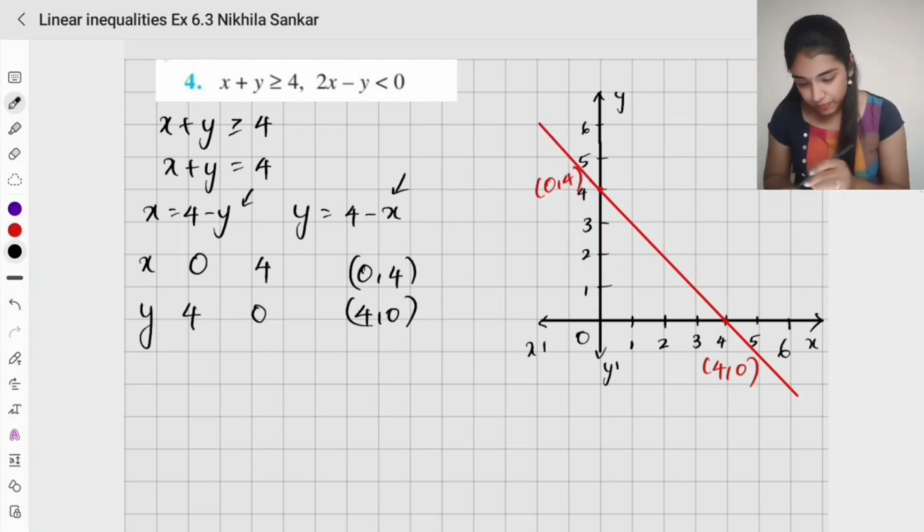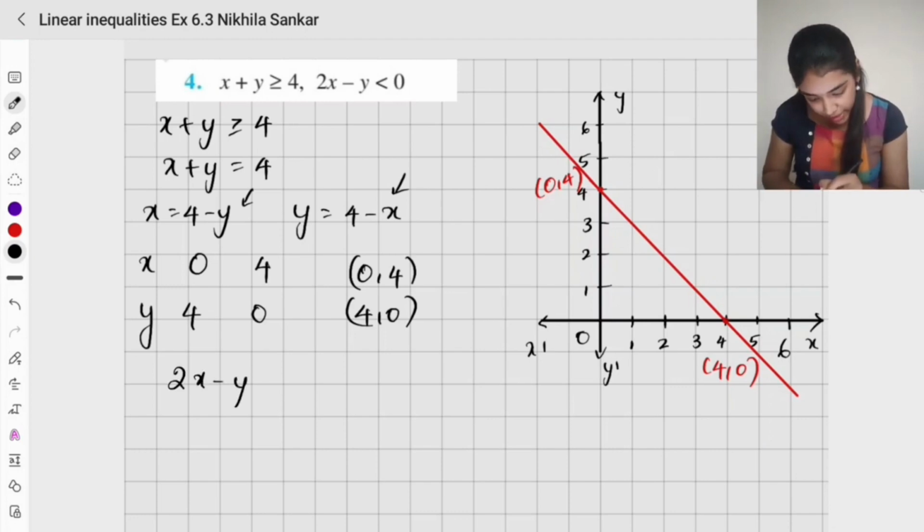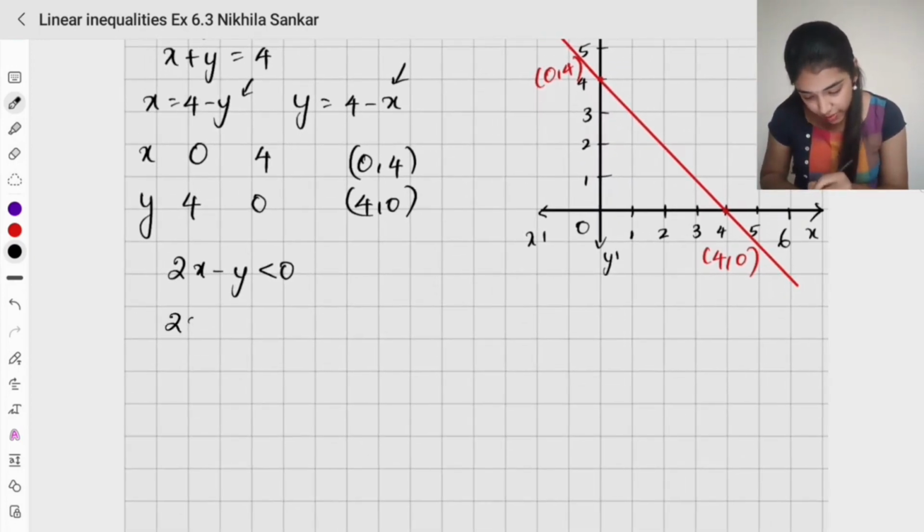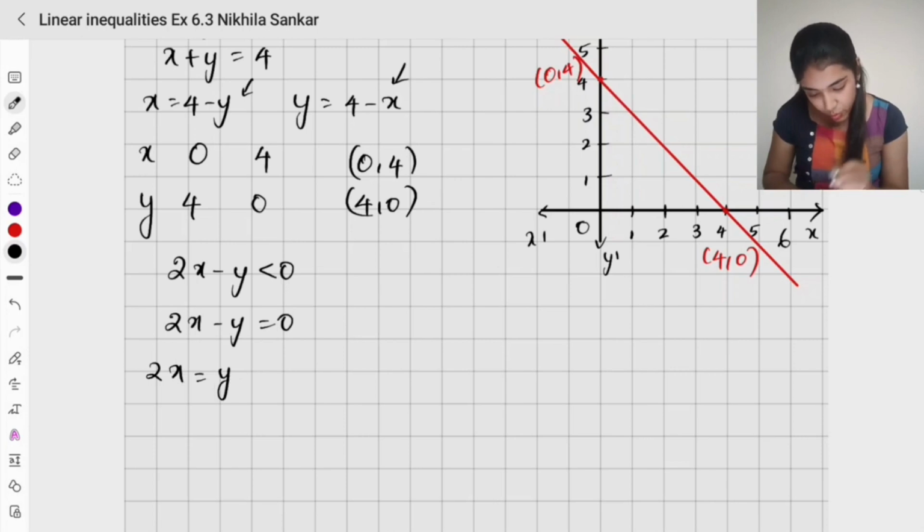What is my other one? 2x minus y less than 0. In there, the strict inequality, please pay attention. So I'll have 2x minus y equal to 0 to find the solutions. So I'll have 2x is equal to y.